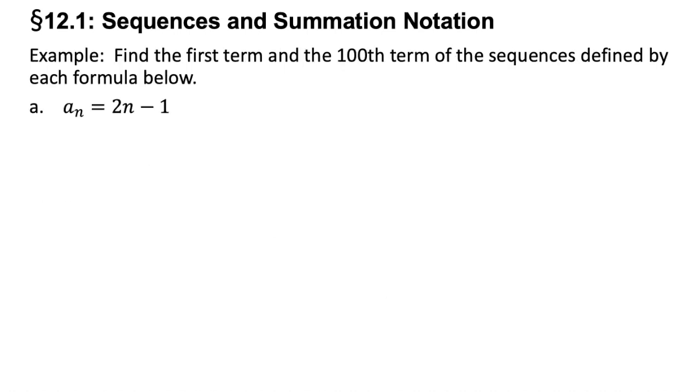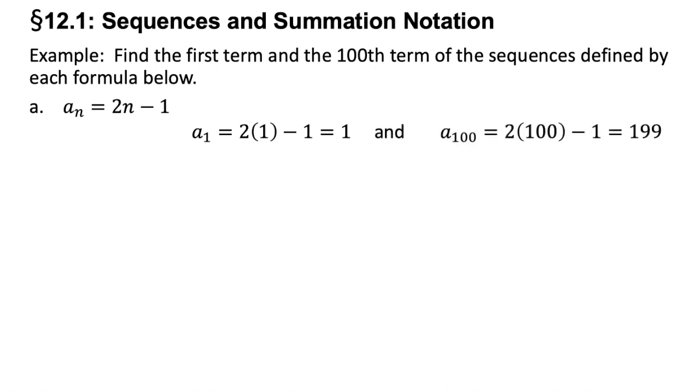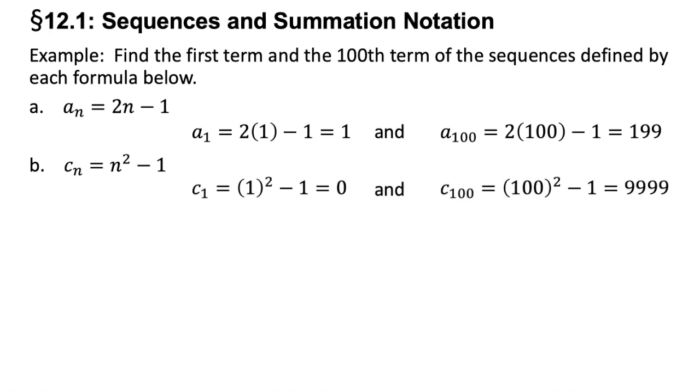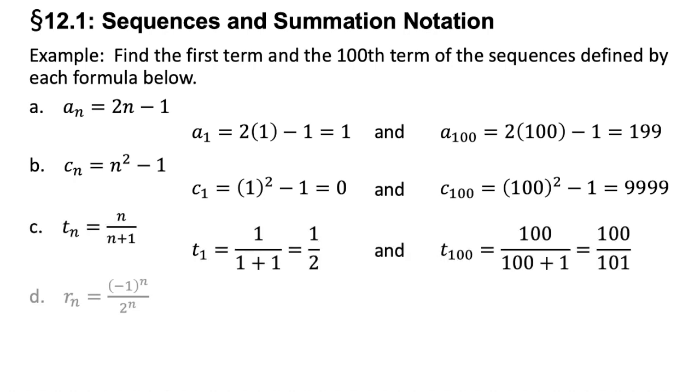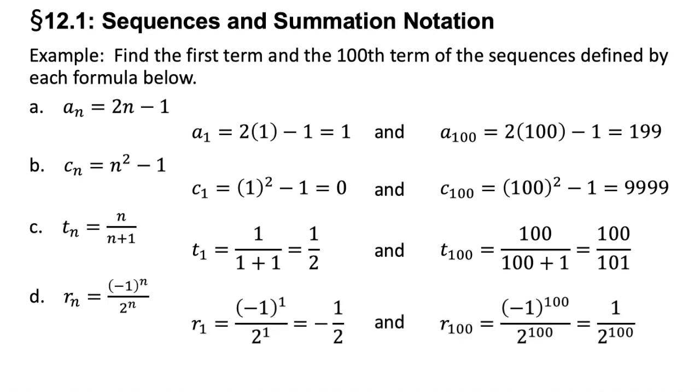In this example, we're asked to find the first and the 100th term of the sequence by using the formula. For the first term, we simply plug in 1 for n and get 1. And by plugging 100 for n, we find the 100th term of the sequence. The same way, by plugging 1 and 100 for n, we find the first and 100th term of c sub n. The same method works for t sub n and r sub n to find the first and 100th terms.